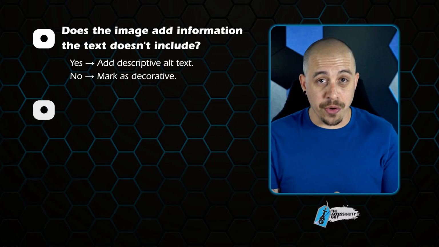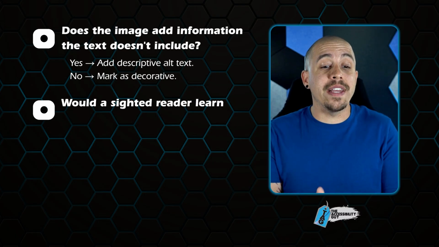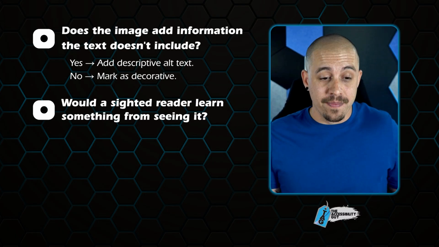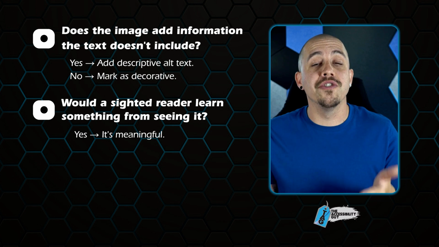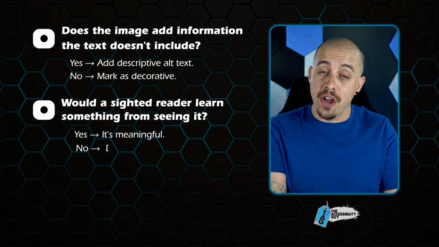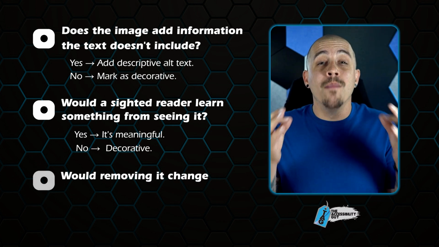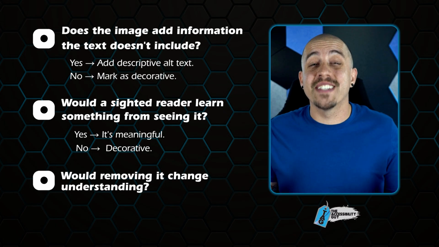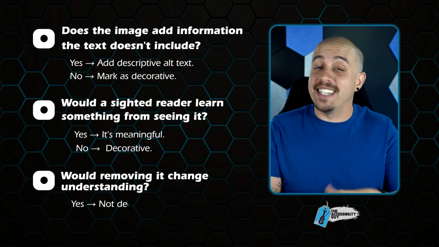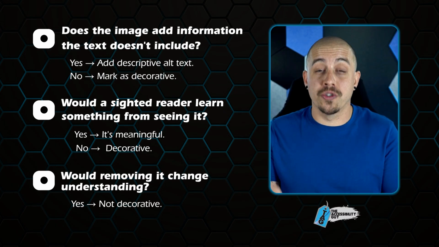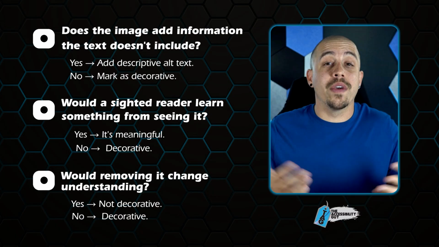Here's another question you can ask yourself. Would a sighted reader learn something from seeing it? If yes, it's meaningful and you should write alternate text. If no, mark it as decorative. Would removing the image change understanding? If yes, it is not decorative and you should give it alternate text. If no, you can mark it decorative.